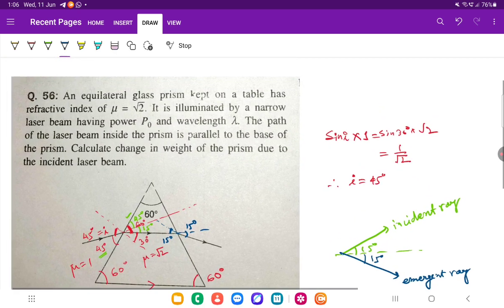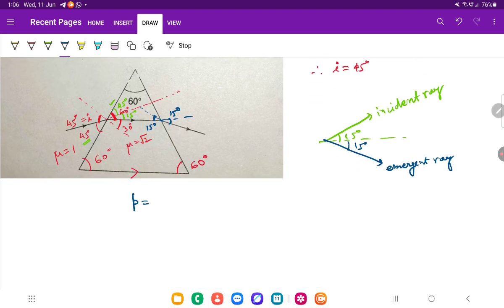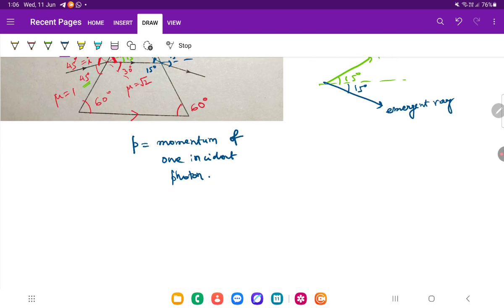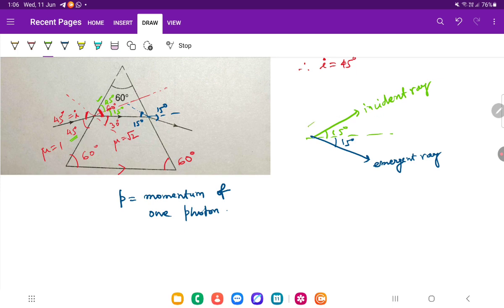Now let's say for one photon we can assume its momentum as p, the momentum of one incident photon. And obviously this will also be the momentum of the emergent photon as well. So let me erase the incident one, just write it as one photon. So this was the initial direction of the momentum and this is the final direction of the momentum, right?